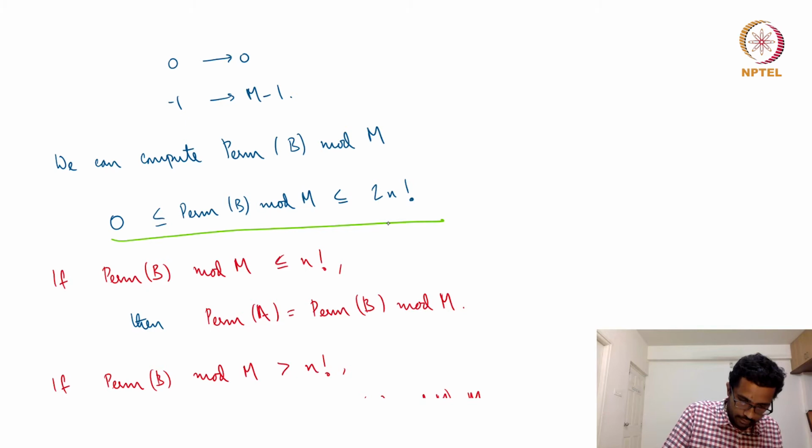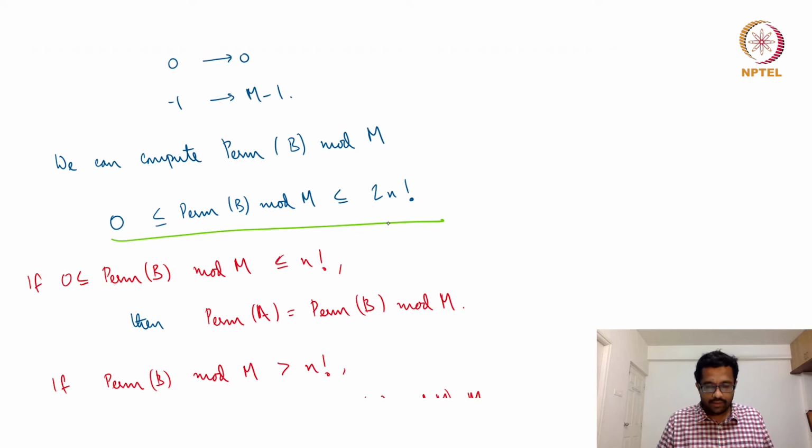So in fact, let me just say this: if the value is between 0 and n factorial, then it means that the permanent of A is the permanent of B modulo m, right? Because that's how it is going to be. If it is between 0 and n factorial, that's how we would have got there.